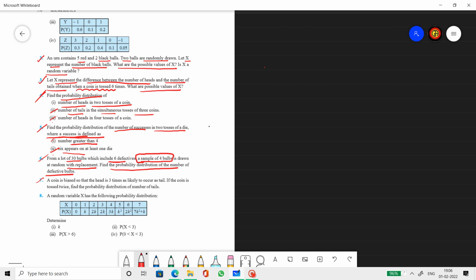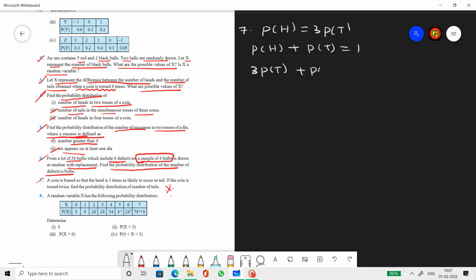7th question, a coin is biased. This question is important. A coin is biased so that head is 3 times as likely as a tail. So according to the question, it's a biased coin. Probability of getting head is 3 times probability of getting tail. In general, total probability is always 1, whether it's a biased or an unbiased event. So 3 times P of T plus P of T equals 1. So 4 times probability of getting tail equals 1. Probability of getting tail is 1 out of 4. Therefore, probability of getting head would be 3 out of 4.